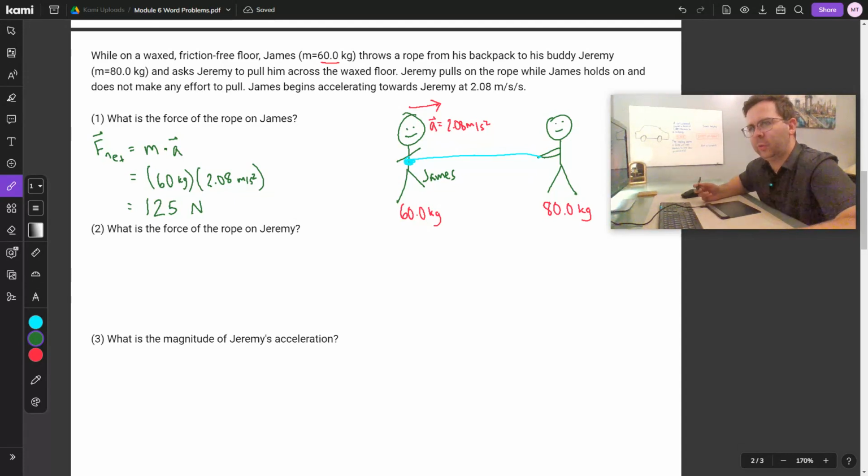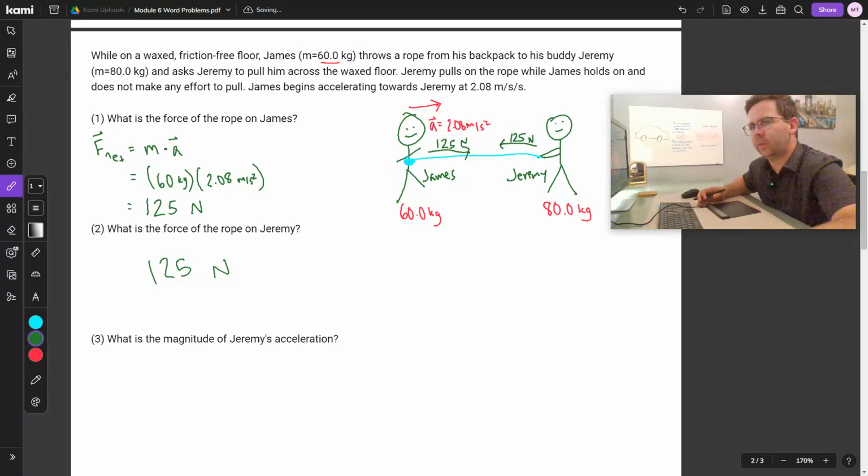So question 2 says, what is the force of the rope on Jeremy? So if we know that there's a force that James is being pulled with towards Jeremy of 125 newtons, that means that for every force, there's an equal and opposite force. So Jeremy is being pulled towards James at 125 newtons as well. There's nothing to calculate here. We know that every force results in an equal and opposite force. And so the answer is 125 newtons, just the other direction.